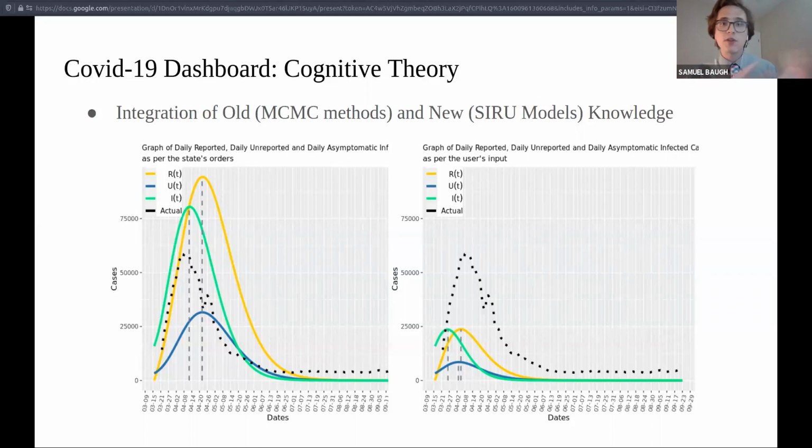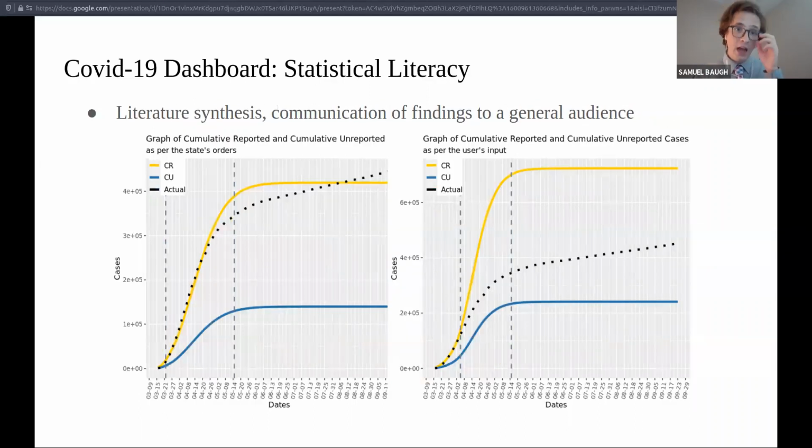So what this chart shows, and this is one of the charts that you can see from the dashboard, is just the parameters of their theoretical model. This is a little bit less intuitive if you're not familiar with the previous research on SIRU modeling. But on the next slide, this is where they show the results from that theoretical model, where they integrate both the statistical concepts that they were previously aware of with the new knowledge that they were integrating into their project, through a visualization of their results that is much more intuitive to people from the general public investigating their dashboard.